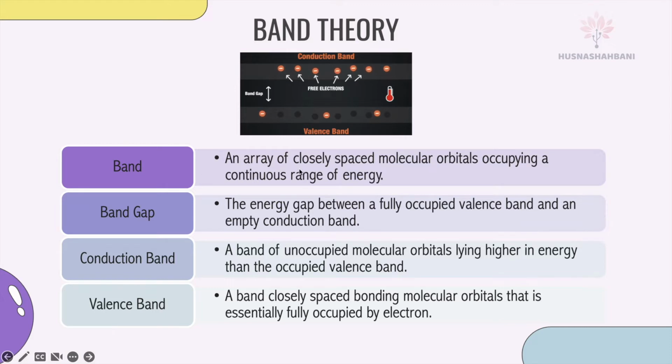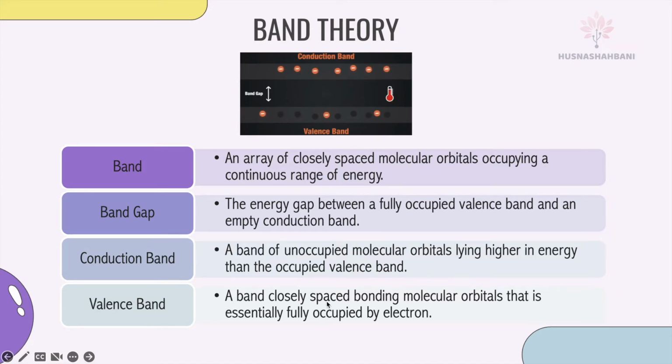Band means an array of closely spaced molecular orbitals occupying a continuous range of energy. Band gap is the energy gap between a fully occupied valence band and an empty conduction band. So this is the band gap in between the conduction band and valence band. Conduction band: a band of unoccupied molecular orbitals lying higher in energy than the occupied valence band. So the valence band here has lower energy, and the conduction band has higher energy.